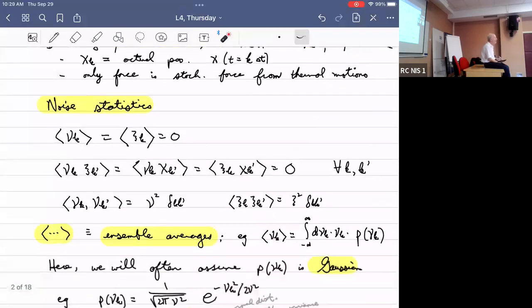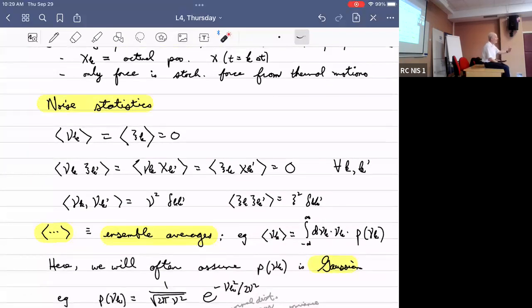Just a brief word on what I mean by these noises. They're stochastic processes, and for our purposes, their properties are defined by their statistics. So the averages of nu k and xi k are zero. In some sense, that's almost the definition of noise, because if there were a constant part, we could reabsorb that constant part into the dynamics. So we assume that they always have zero mean. Then we can look at their covariances. The covariance between nu and xi at different times or the same time is zero. So we're assuming that the two noise sources have nothing to do with each other.